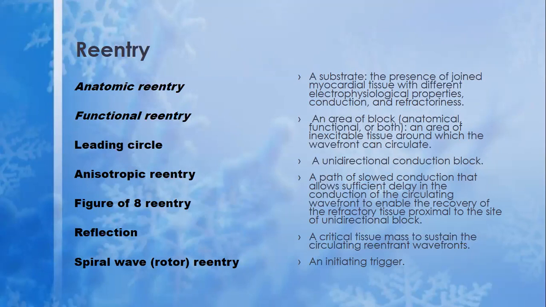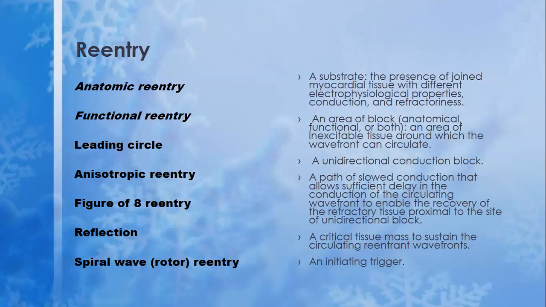A substrate must be present, that is the presence of joint myocardial tissue with different electrophysiological properties like conduction and refractoriness. We know that the cardiac muscles are branched and connected to each other by intercalated discs, and the atrium acts as a syncytium and the ventricle acts as a syncytium. And these are separated by the fibrous trigone, which insulates the atrium from the ventricle, except through one connection, which is normally present, the bundle of His. And another abnormal connection may be there, that is the bundle of Kent.